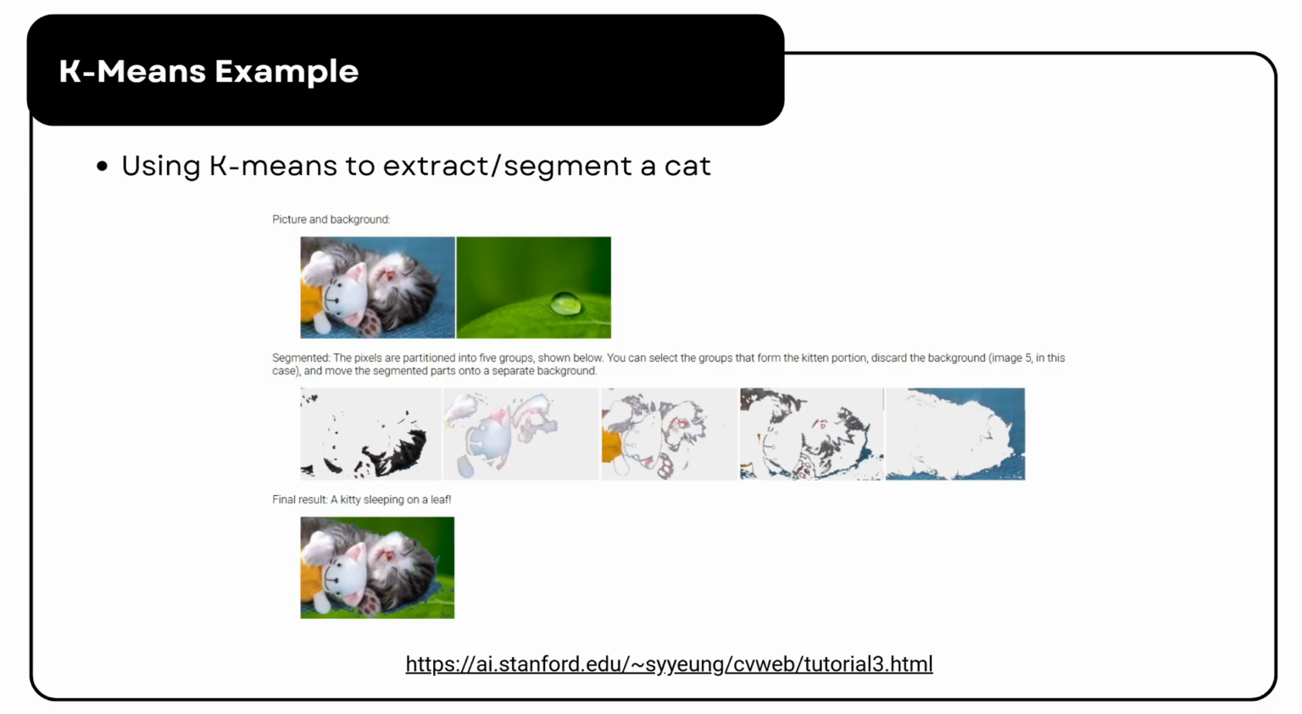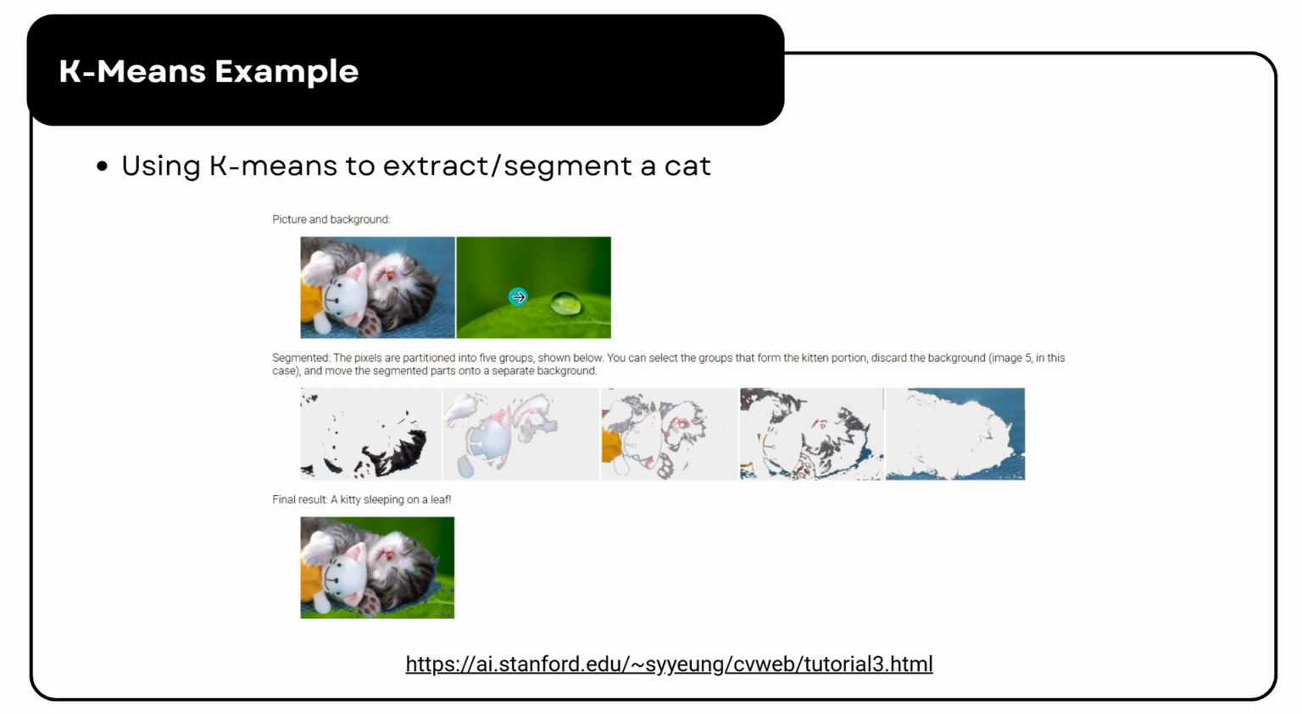Okay, so let's look at a practical example to better understand how k-means can be used for segmentation. In this case, we're using k-means to segment a cat from its background. As you can see here, we see the original input image. It is a kitten lying on a pillow next to a green leaf.